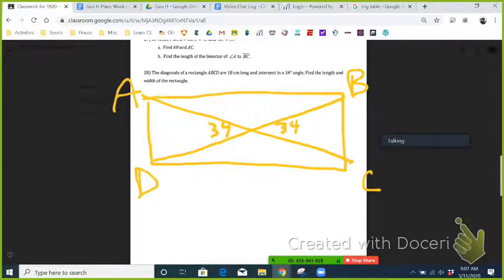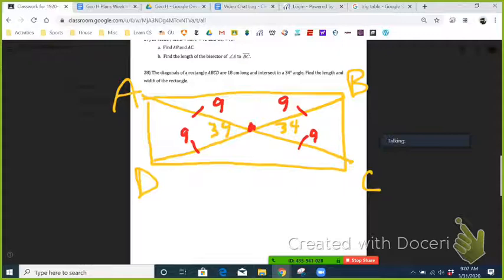Alright, I also know that each of these parts of the diagonal would be 9 because the whole diagonal is 18. So when they bisect each other, and since rectangles have diagonals that are congruent, they're going to create four segments that are each 9 units long.